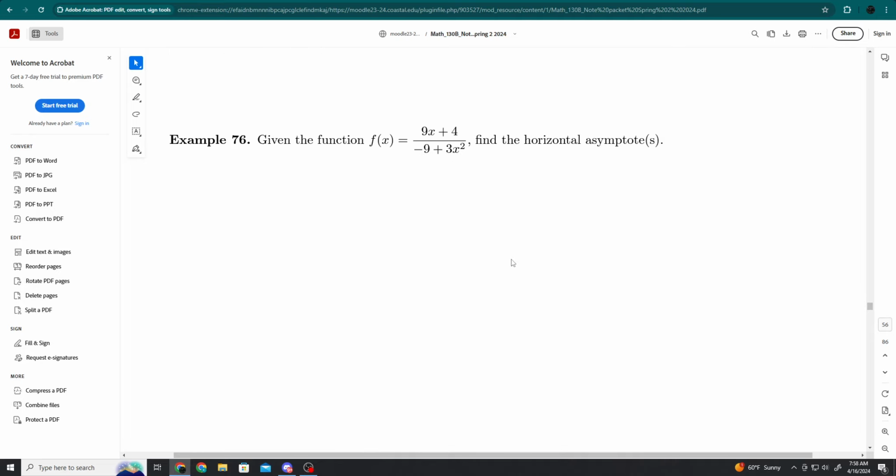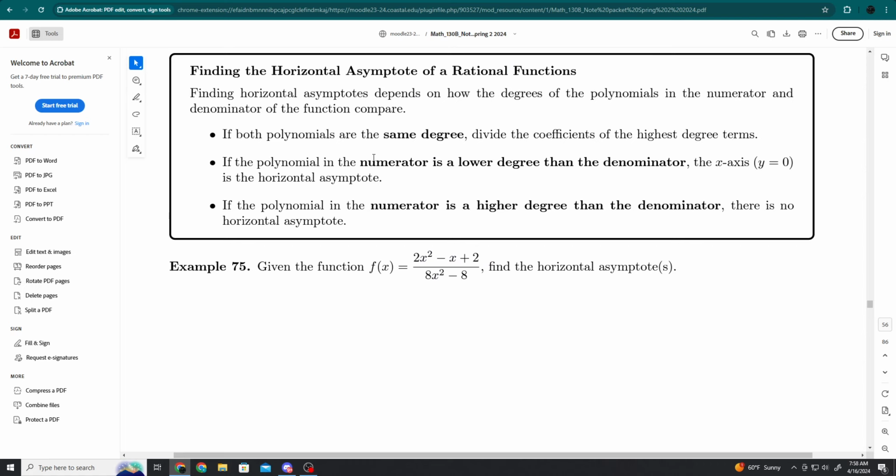Here's one where it's a little misleading. We look at the next example, 76. Let's find the horizontal asymptote of 9x plus 4 over negative 9 plus 3x squared. I only have 9x on top, so my degree for the numerator is 1. Largest exponent is 1. Denominator largest exponent is 2. So the bottom's bigger, the numerator's lower than the denominator, so my answer is just 0. That's my horizontal asymptote, just y equals 0.